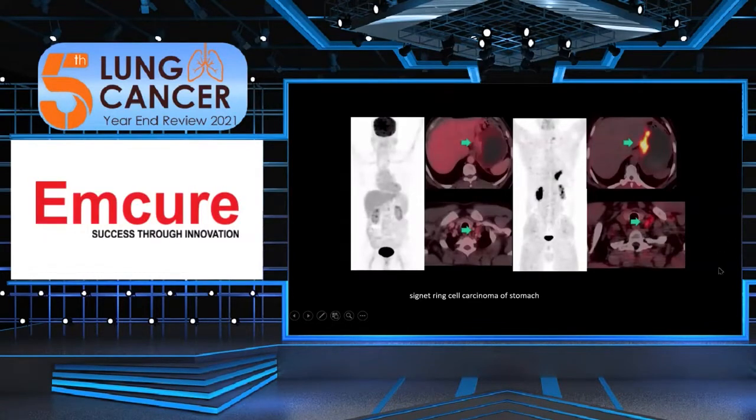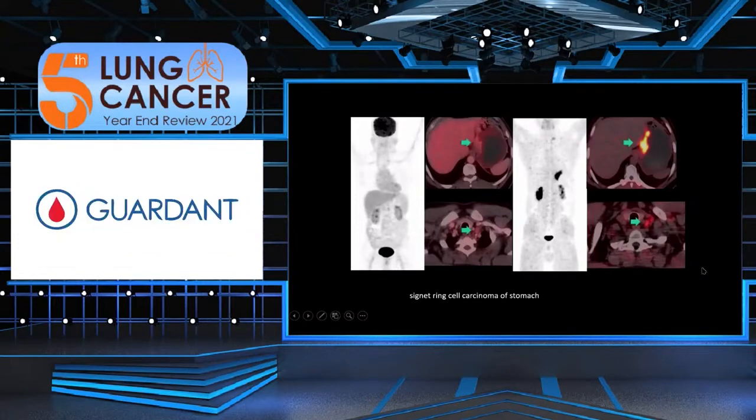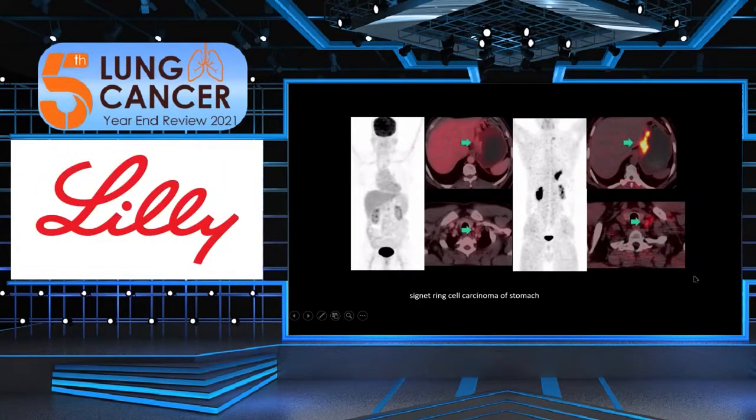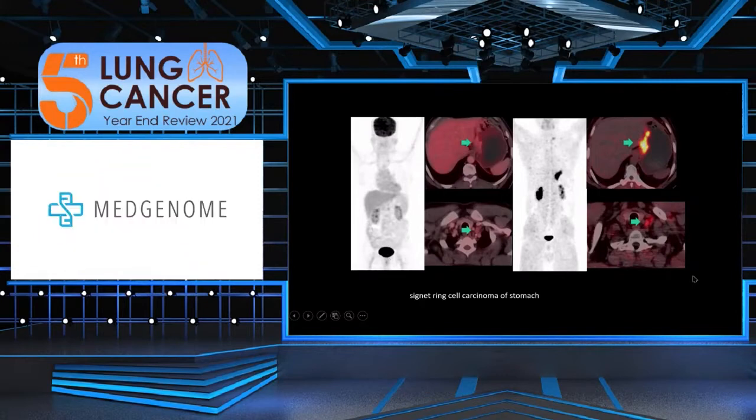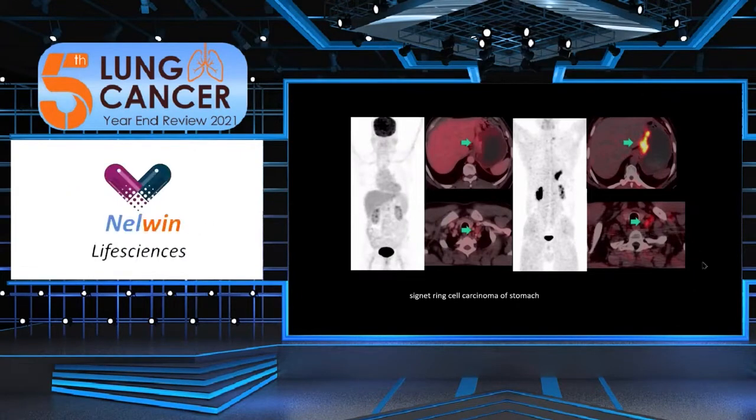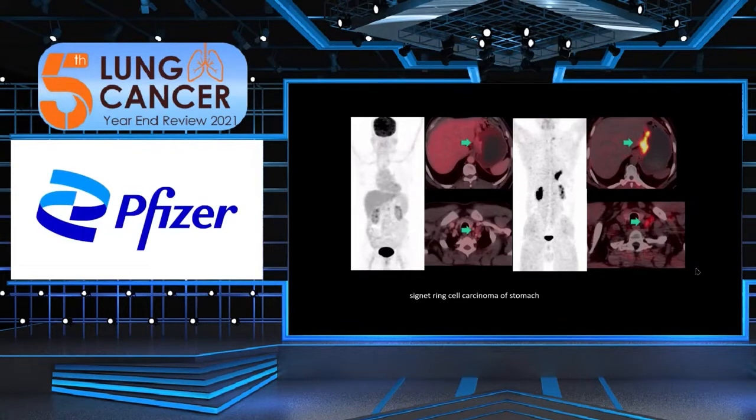Now this is a case of mucinous adenocarcinoma, and here again we have very, very little uptake on the FDG PET, and the supraclavicular nodes also show very little uptake. However, we will find excellent uptake in the case of the FAPI, and the supraclavicular nodes also are showing very good uptake. So this is a signet ring cell carcinoma of stomach.